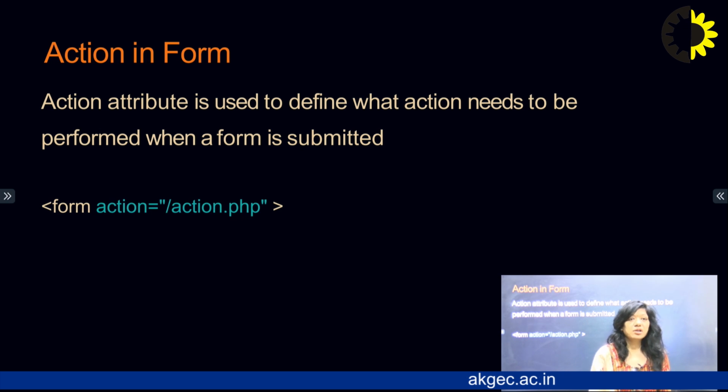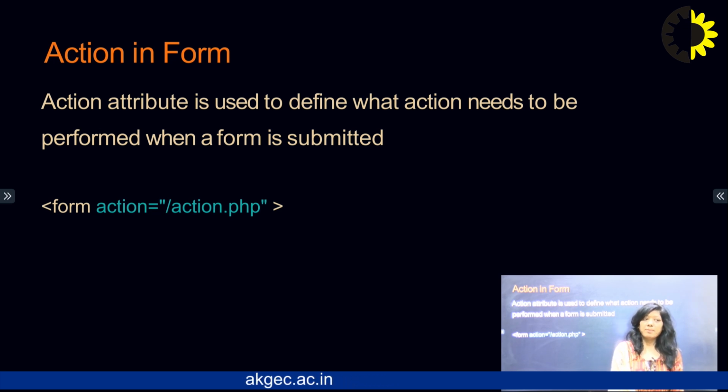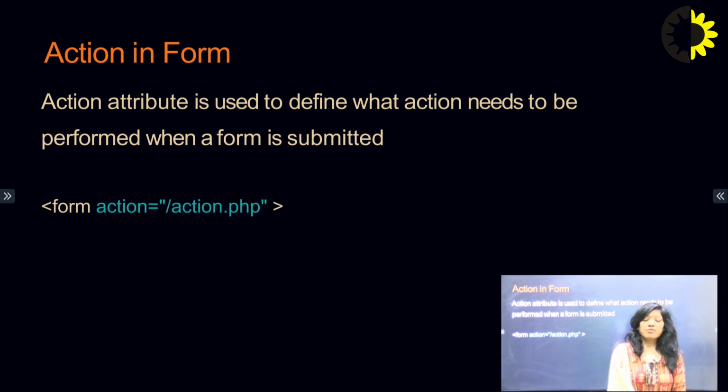Action in form. The action attribute is used to define what action needs to be performed when a form is submitted. Suppose I have created my own sign-in page. After entering all my information, I have to submit this form. So when we want to submit the form, that time we use the action attribute. So form action, and in inverted commas, I write action.php.